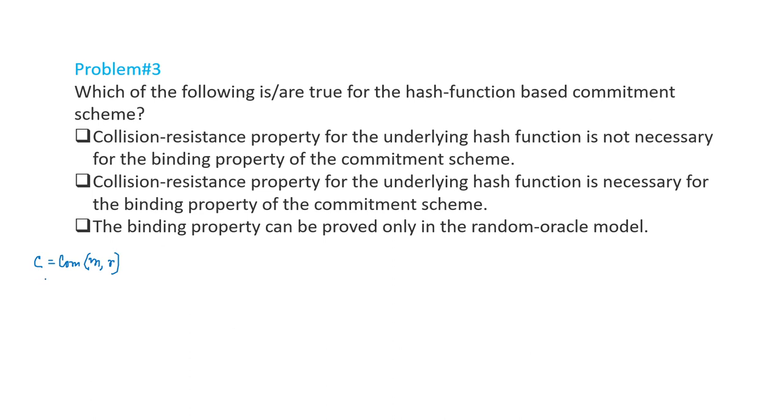And the binding property says that you should not be able to come up with some other message m dash with randomness r dash, such that this committed value is exactly equal to the commitment C, which is the commitment of m comma r. If this occurs, then basically the sender can fool the receiver. So there is this sender and receiver. Sender has some message m with it. It computes the corresponding commitment and sends the commitment to receiver r.